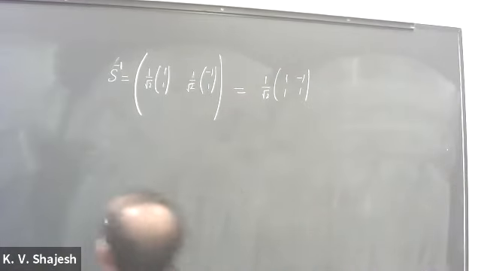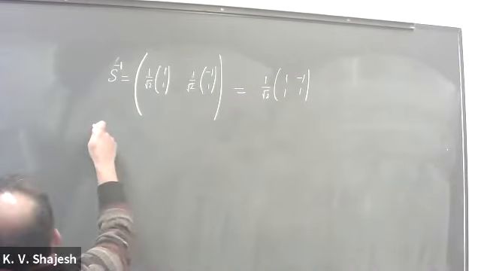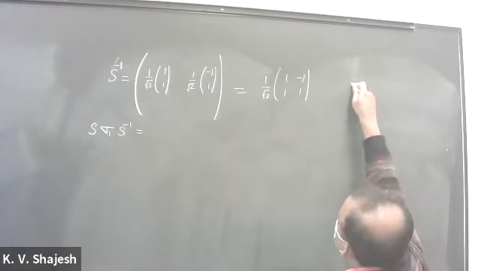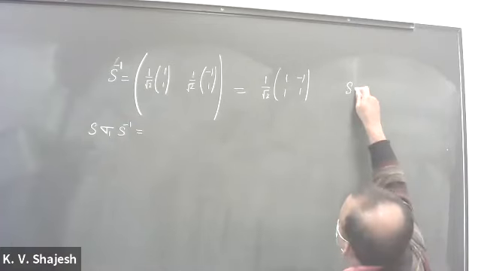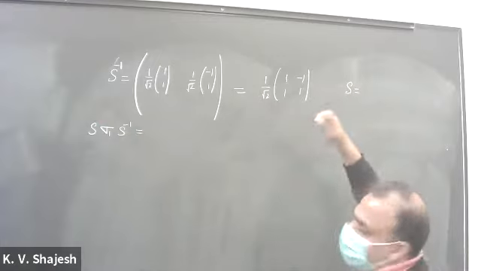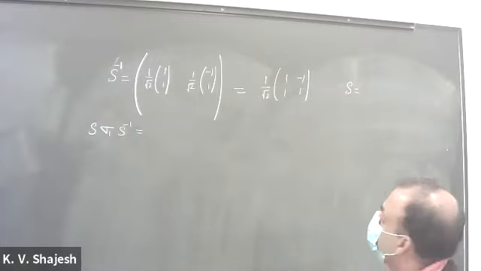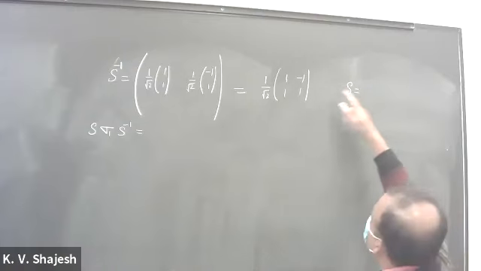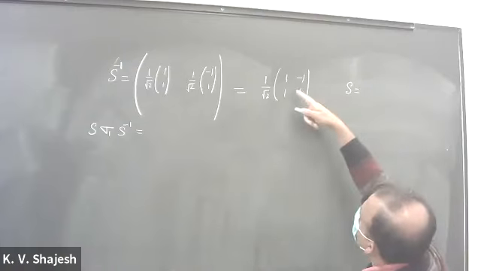And now let's find what is S sigma 1 S inverse. If S inverse is this, what is S? How do you find S? This is the S inverse of this matrix. If this is a matrix, what is the inverse matrix? How do you find that? Adjoint of the matrix. So what is the adjoint of this matrix?